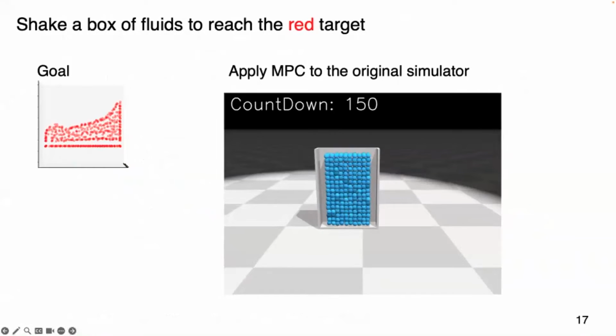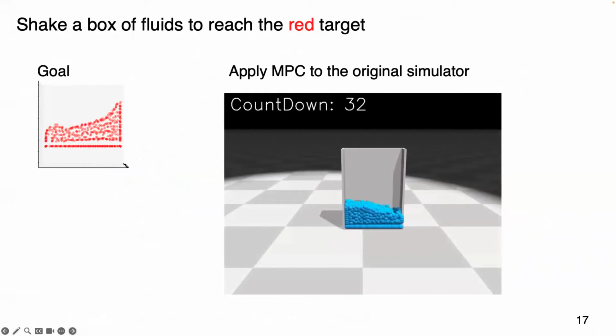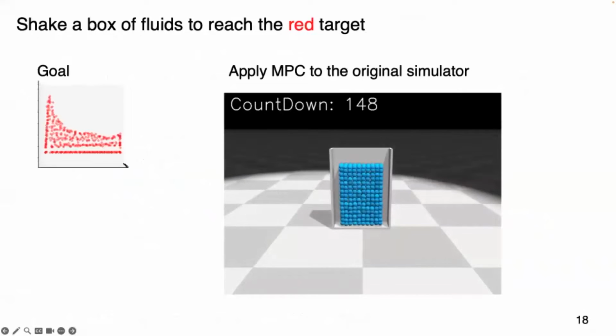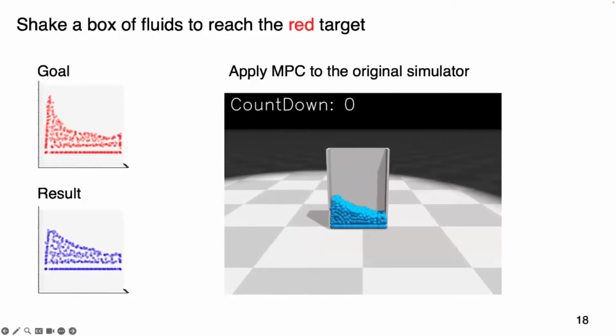The goal here is to shake this box of fluids where the control signal is the position of this fully actuated container. We want the shape of the fluid to match the shape shown on the top left when the countdown goes to 0. And here's the control process. And here's the result. Here's another example. It's clear from the video that our model's dynamics prediction capability can help the container minimize the distance between the end states and the targets.